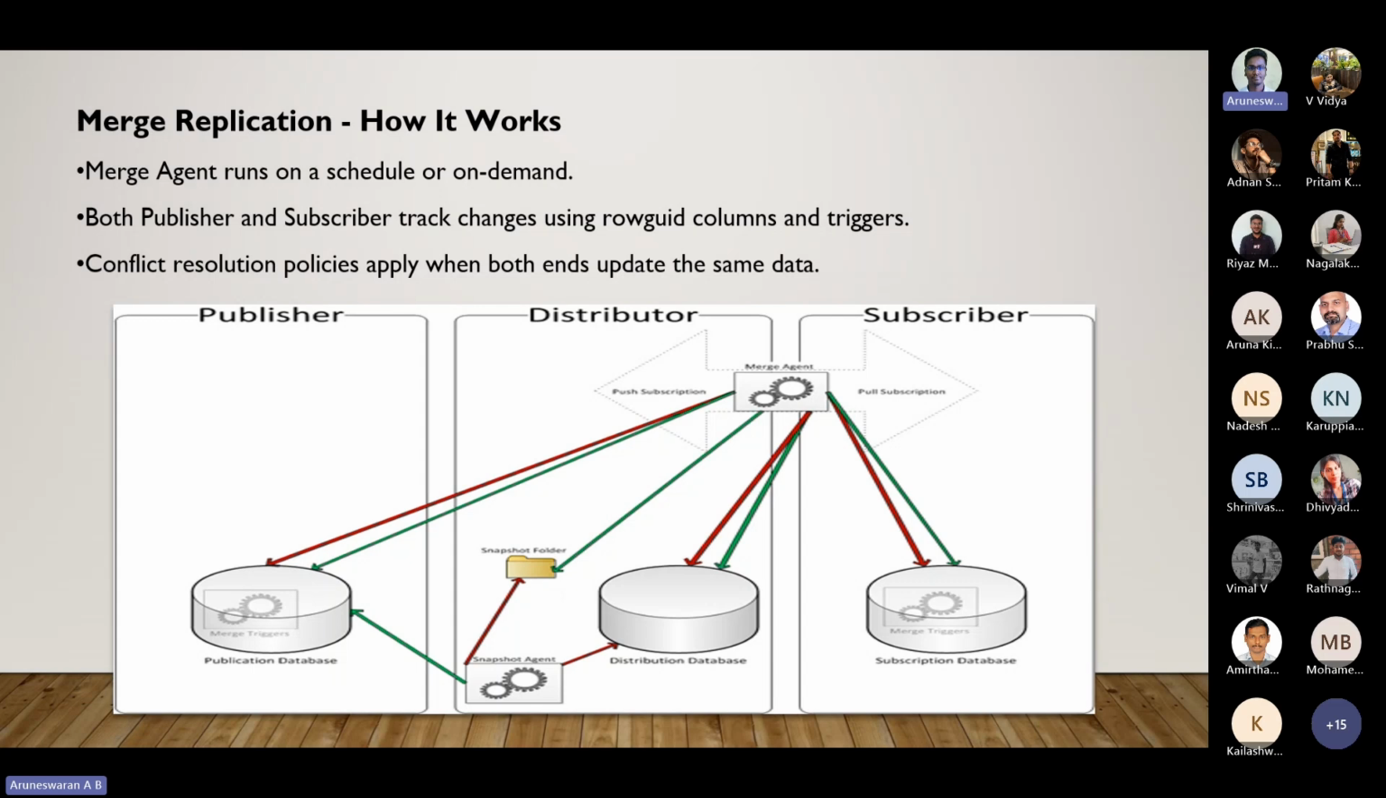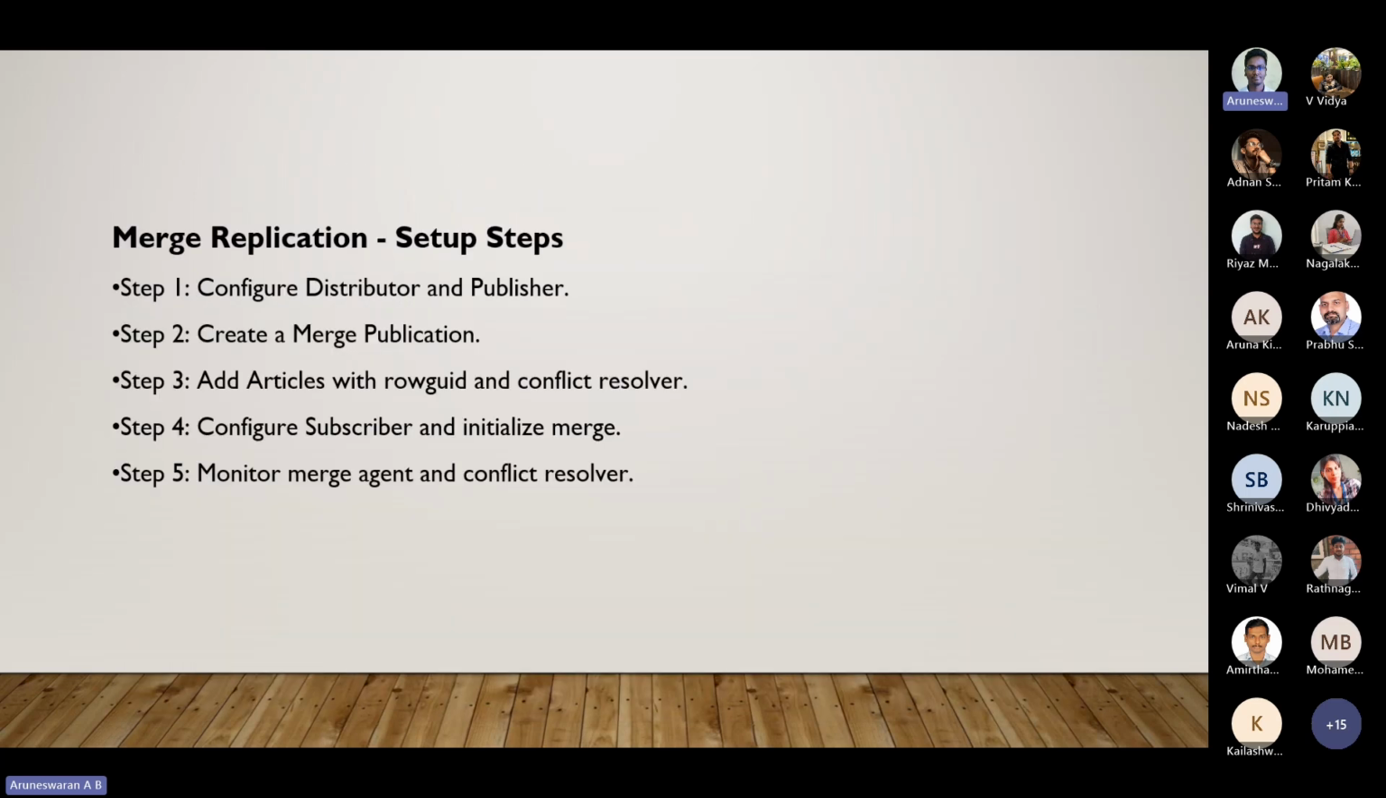It's similar to the transactional replication architecture, with publisher, distributor and subscriber. We have the publication database and the snapshot agent. The snapshot agent takes the snapshot and saves it in the snapshot folder. The distribution database takes the snapshot and shares it to the merge agent. The merge agent then pulls or pushes the data to the subscriber.